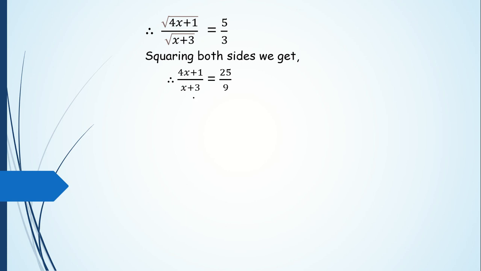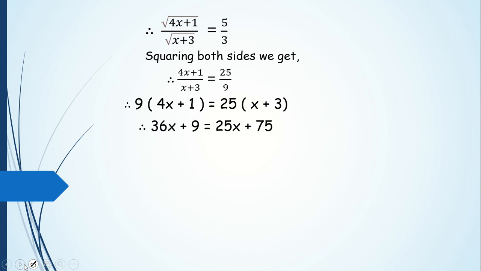Now cross multiply, 9 into this and 25 into this. 9 into 4x plus 1 is equal to 25 into x plus 3. So 9 fours are 36x plus 9, and 25x plus 25 threes is 75. 36x minus 25x is equal to 75 minus 9. So that's 11x is equal to 66. 36 minus 25 is 11. 75 minus 9 is 66.